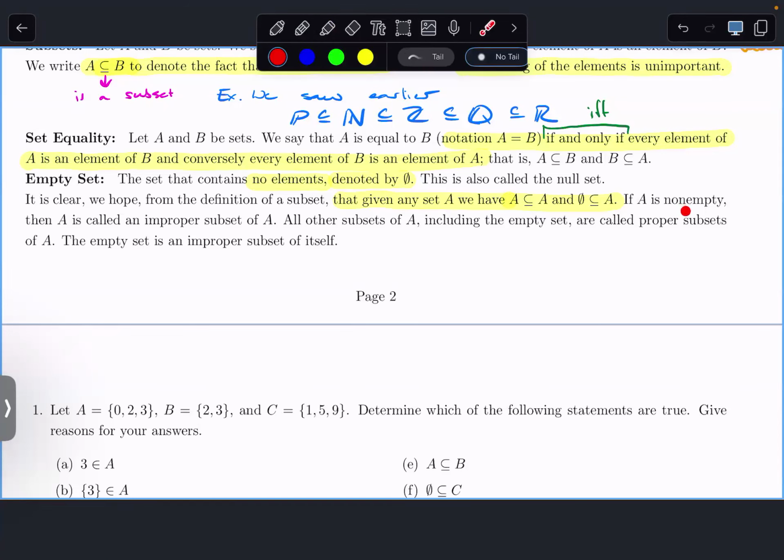If A is a non-empty set, then when I take A as a subset of A, we call it an improper subset of A, whereas all other subsets of A, including the empty set, are called proper subsets. We don't really care about that. It's just good to have that terminology of improper subsets. If I take the entire thing of A as my subset, then that's an improper subset because you didn't do anything. Whereas if you take just a portion of A as your subset, then that's called a proper subset. Even if you take no elements from A, so the empty set, that would still be a proper subset.